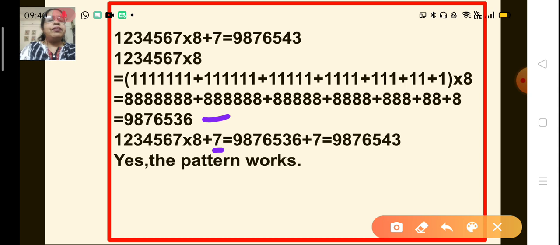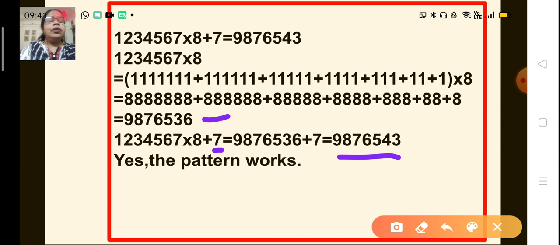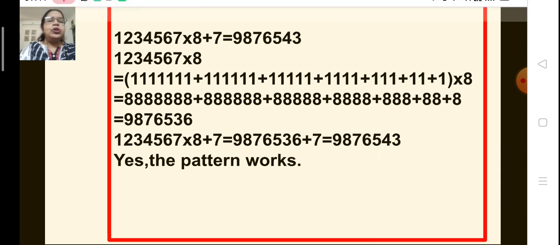When we add 7 to this number, we get 98,76,543, which is what we get according to the pattern, isn't it? Which we get according to the pattern, that is 9876543. So, we can say that this pattern also works.